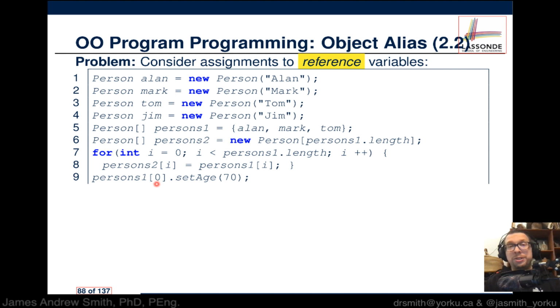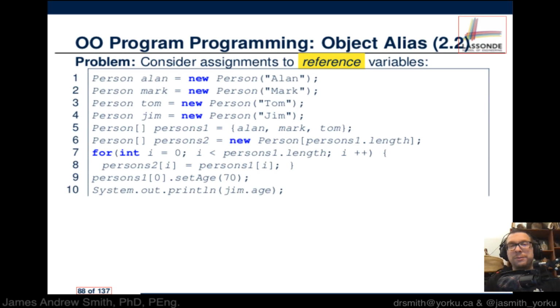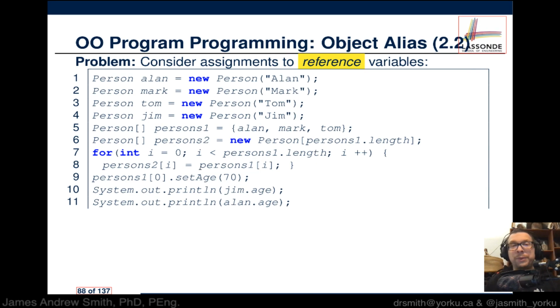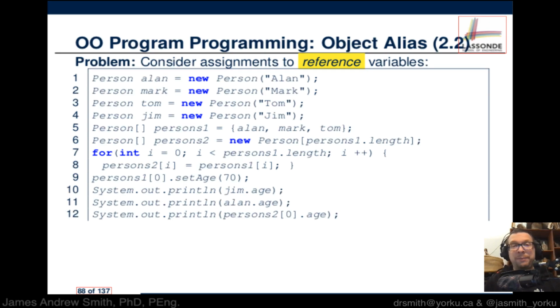Then I say persons1 position 0 is going to be set an age of 70. So we're going to set the age of Alan to 70, which we hadn't done before in the constructor. Then we're going to print out Jim's age. Jim hasn't been assigned an age, so Jim, the object, will have an age of 0. From there, we ask for Alan's age. Alan was the 0th position of that array, and we set his age to 70, so that should print out as 70.